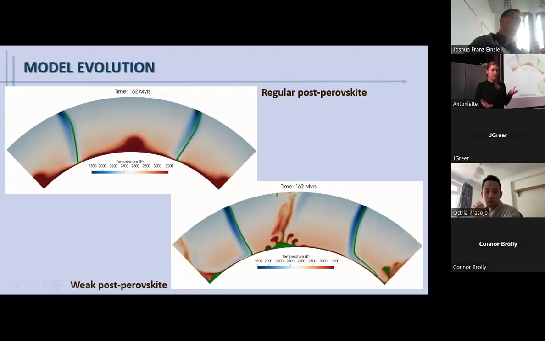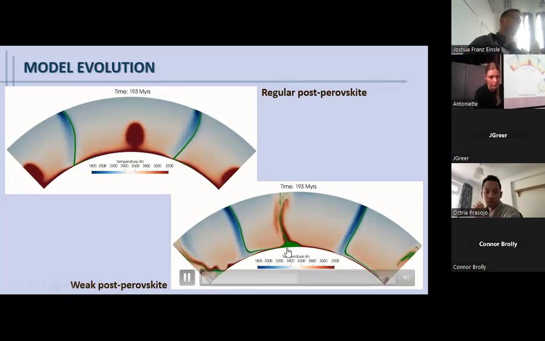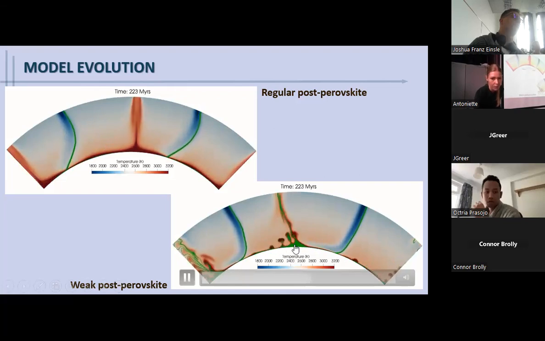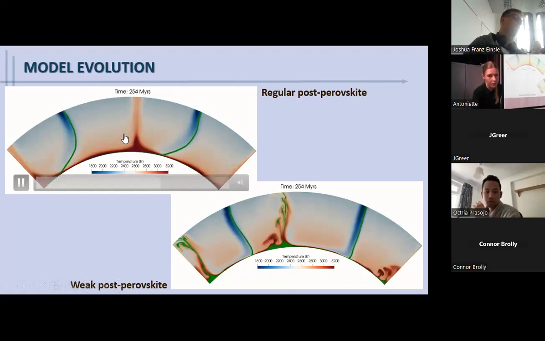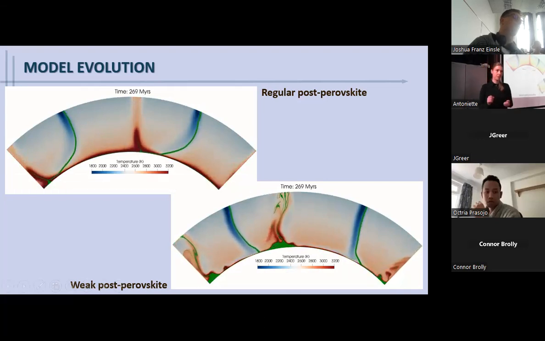And we can already see that these models are quite different. So things seem to happen faster in the model here at the bottom. And we can see this green material seems to accumulate much faster near the core-mantle boundary compared to the model over here, where everything just happens more slowly.